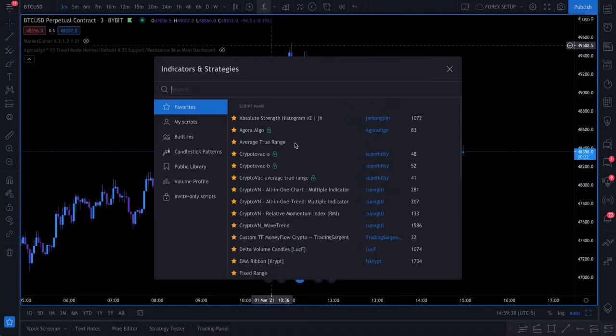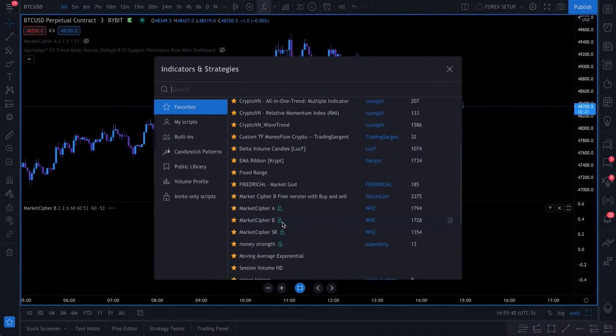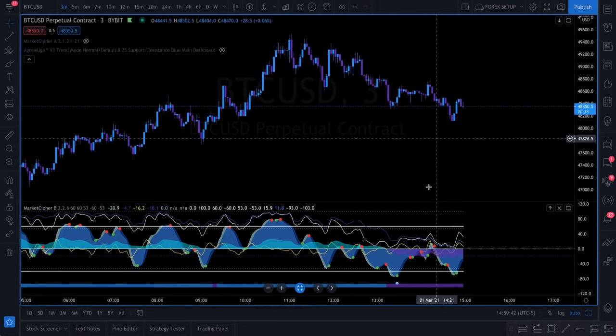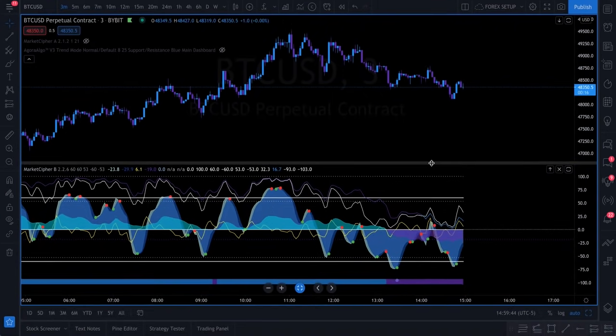Now, Market Cipher is an amazing tool. I'm going to pull up Market Cipher B right now. And most of us, when we first got Market Cipher, were extremely excited. We felt like we had this amazing tool at our disposal, and we were ready to jump in. And we quickly realized that longing every green dot and shorting every red dot is not a good strategy.